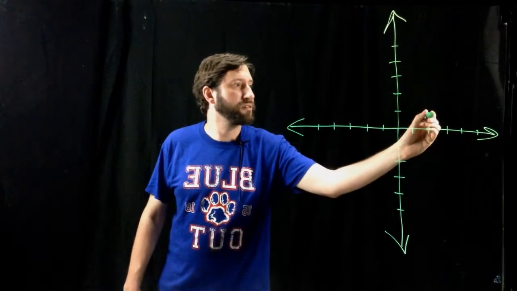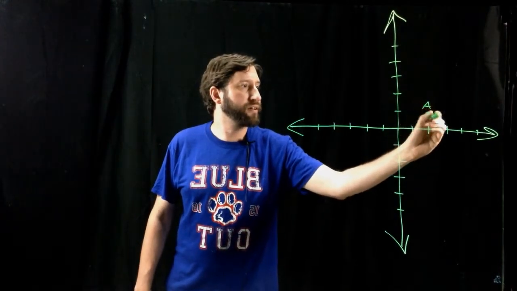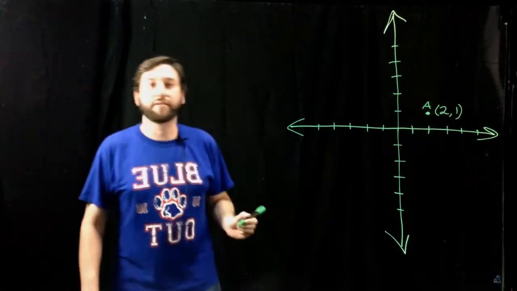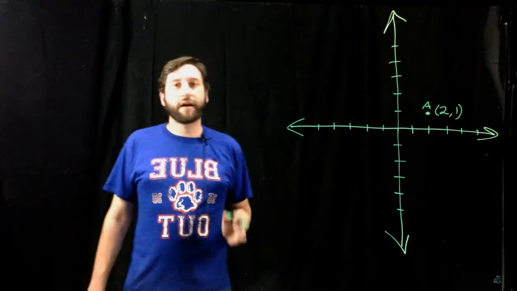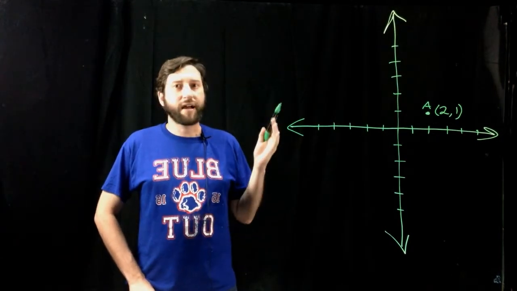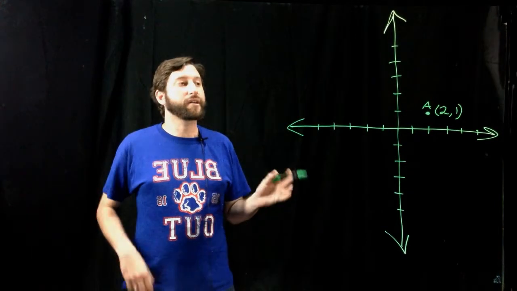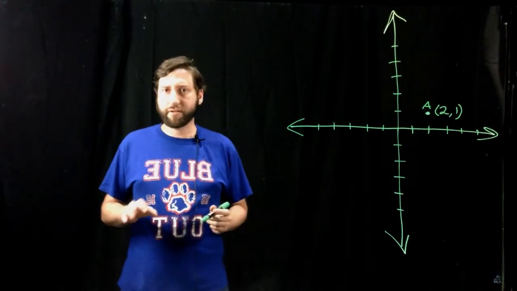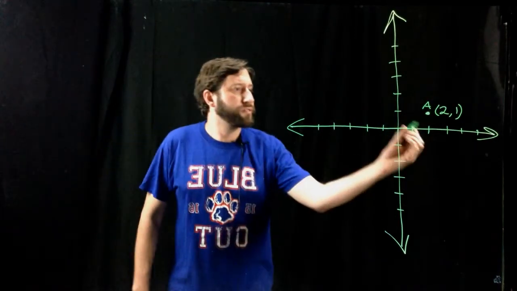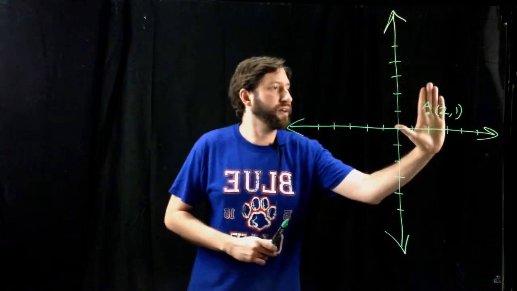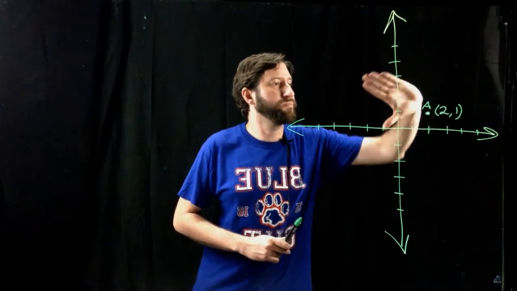All right, so we'll call it point A, and it's going to be at (2, 1). Now suppose I want to rotate this. I could rotate it clockwise, or I can rotate it counterclockwise. Let's go ahead and try counterclockwise first. So if I'm going to rotate a point, that means that I have a 90-degree angle here, and I'm trying to move it like this.